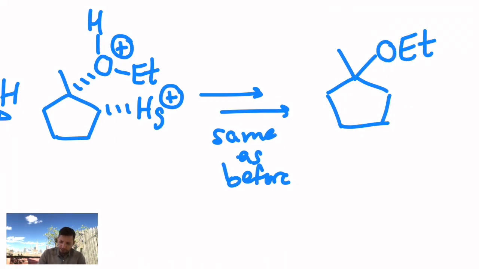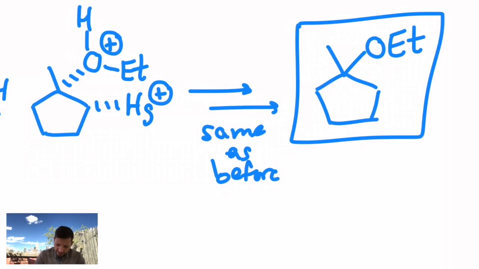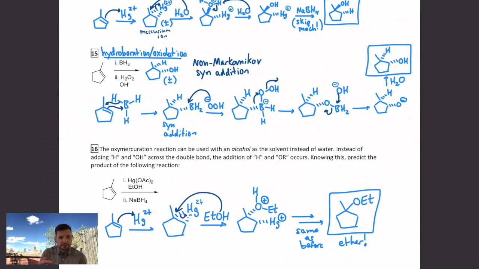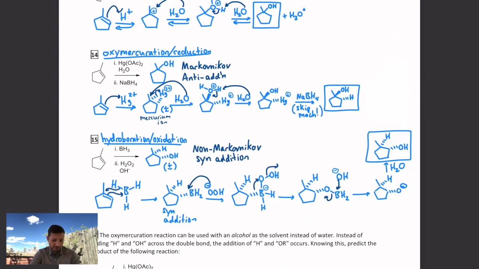So in addition to the Williamson ether synthesis, we now have a second way to make an ether. It's using oxymercuration, but with an alcohol instead of water. Okay, so those are 3 reactions that you can use to take alkenes and turn them into alcohols, Markovnikov or non.